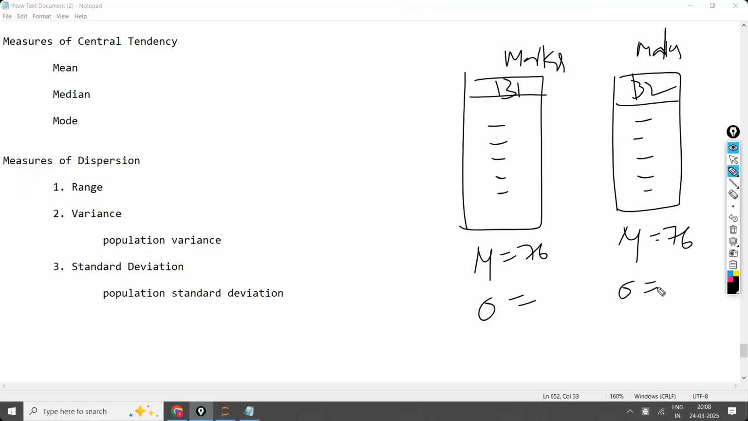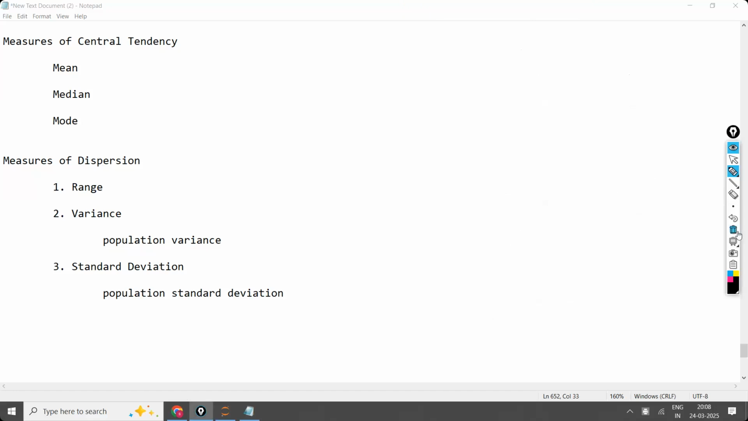Is the point clear? Whichever batch has the lower standard deviation, all the students are close to the mean value. All the records are very close to the mean. If standard deviation is high, the values are far away from the mean. They are not close to the mean, right? That is the advantage.